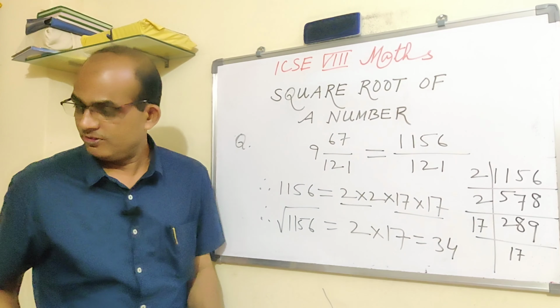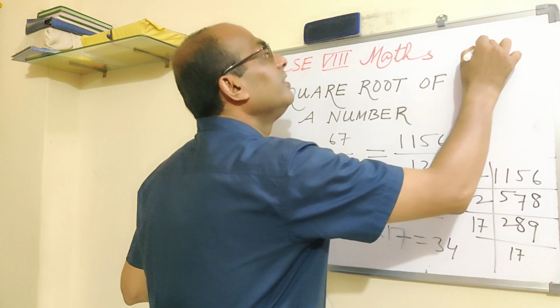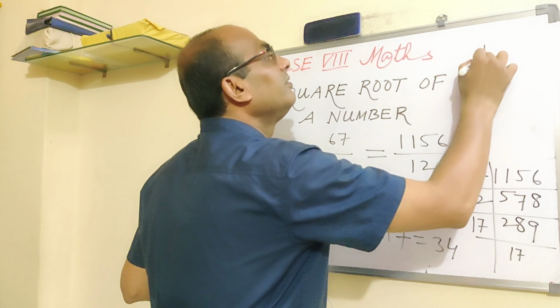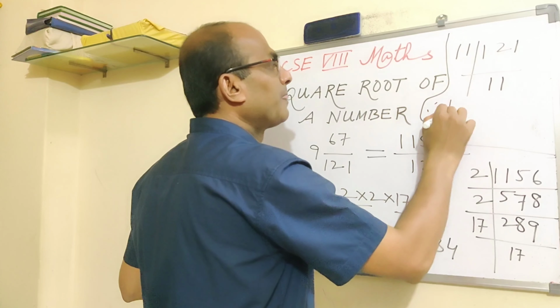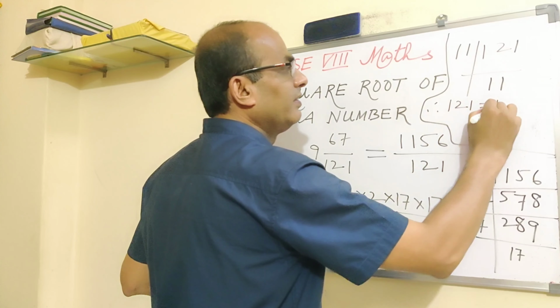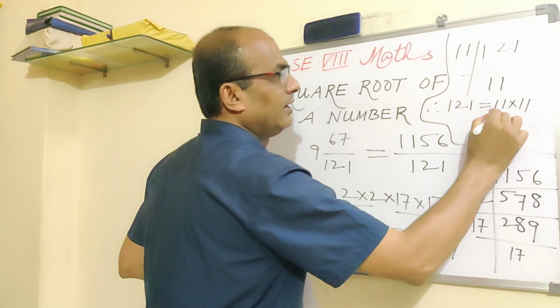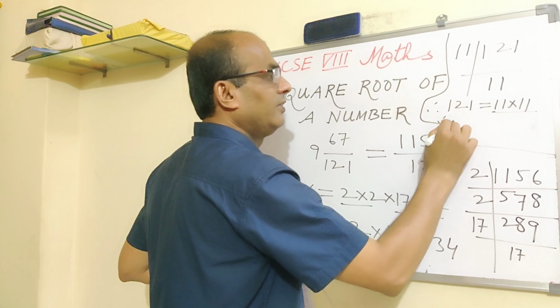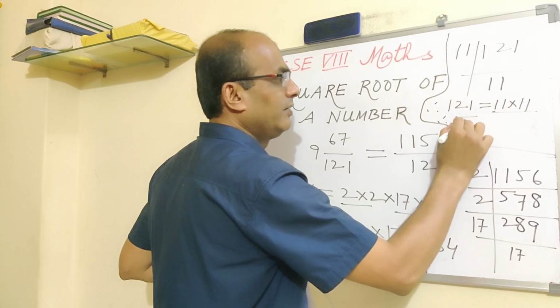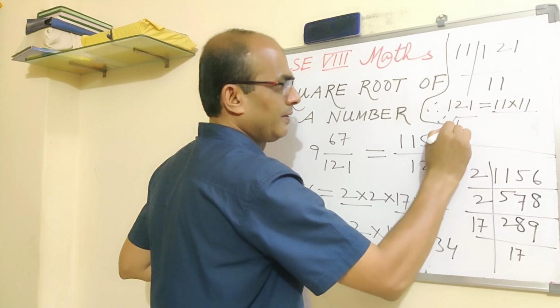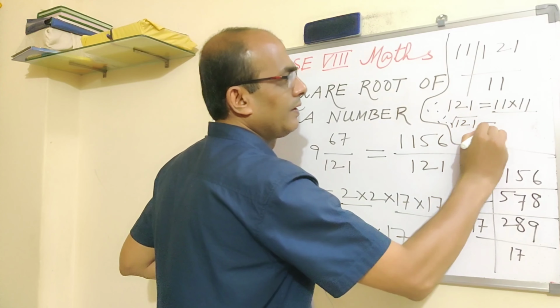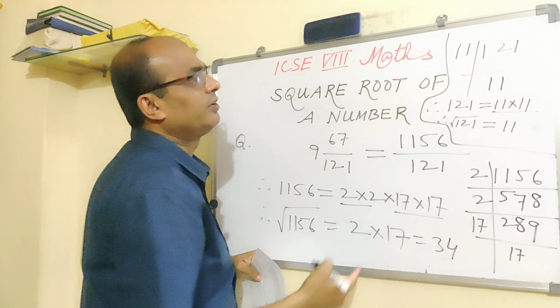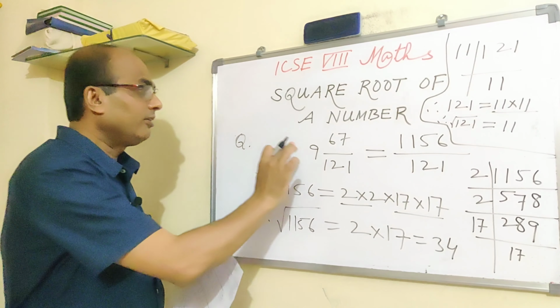Now 121 is square root. Please find out 121. 11 11s are 121. Alright. Fine. Therefore 121 is equal to 11 into 11. Only one pair. So therefore root 121 is equal to 11. So we got the square root of 121 as 11. Therefore square root of this.